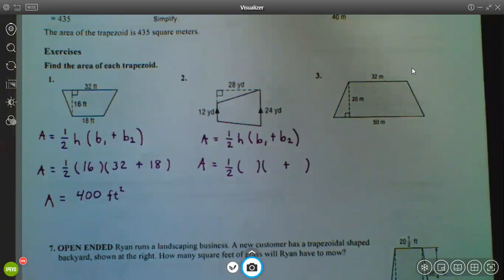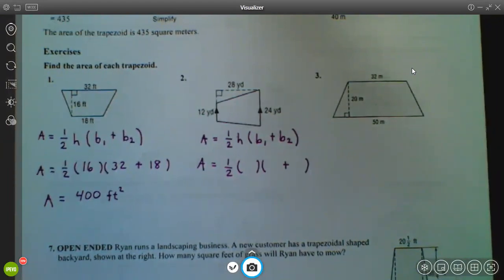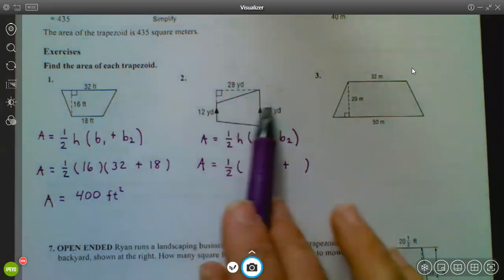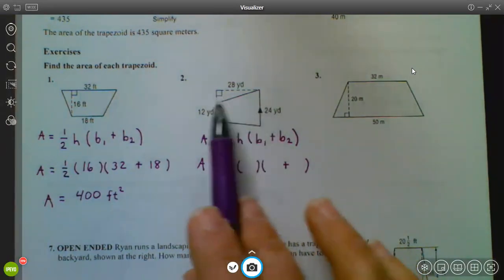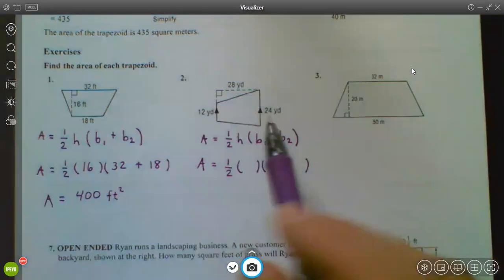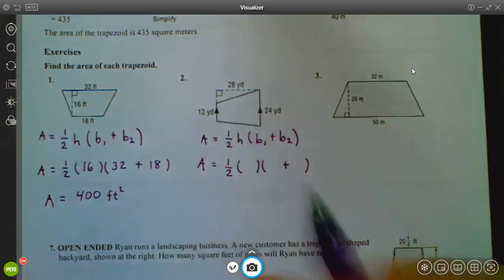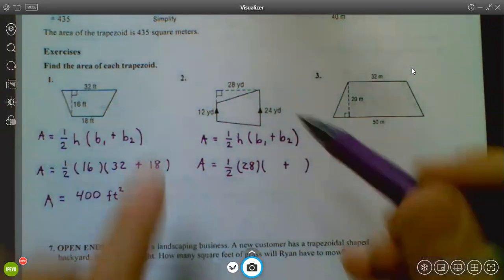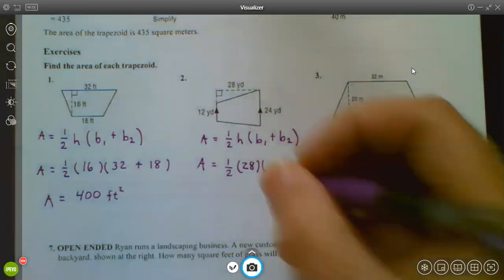Guys, I like this one too because, again, just as a reminder, remember the height doesn't have to be up and down. We always think of height as up and down, right? That's usually the way we picture height. But that's not how we define it within these shapes. The height is simply the perpendicular distance between the parallel lines. So that can definitely go side to side, up and down, whatever. So the height, the distance between our parallel lines, is the 28. And then the bases are going to be those two parallel lines, the 12 and the 24.